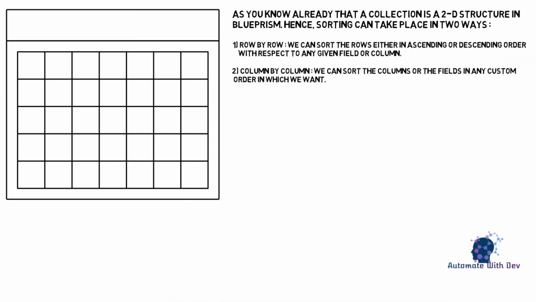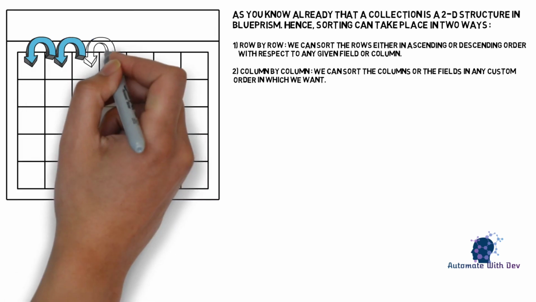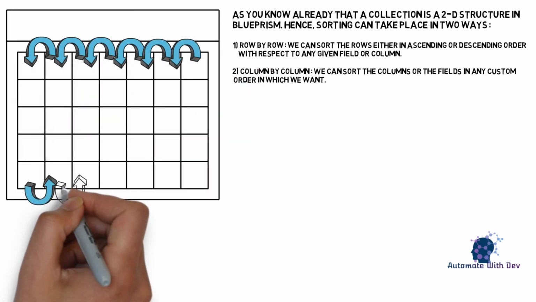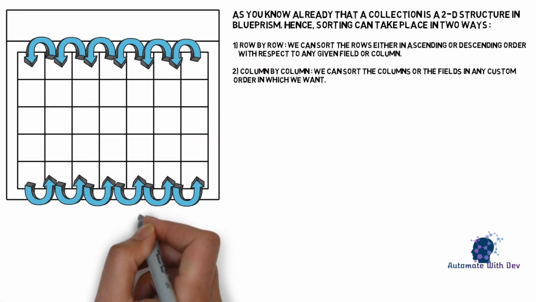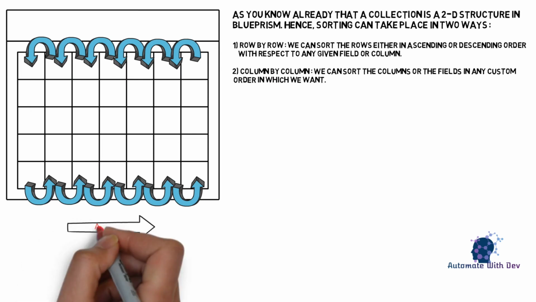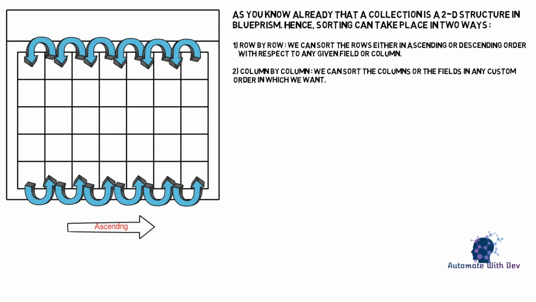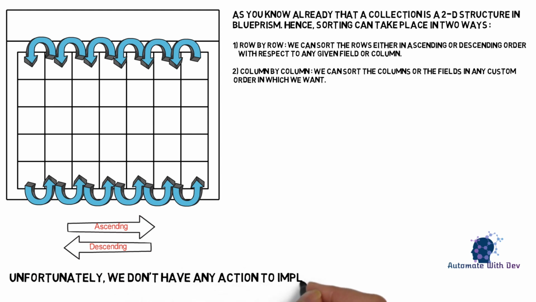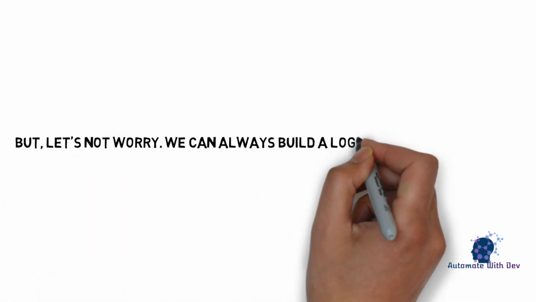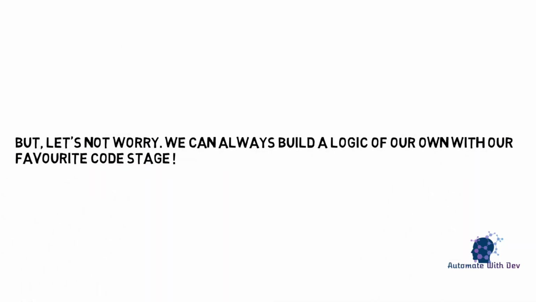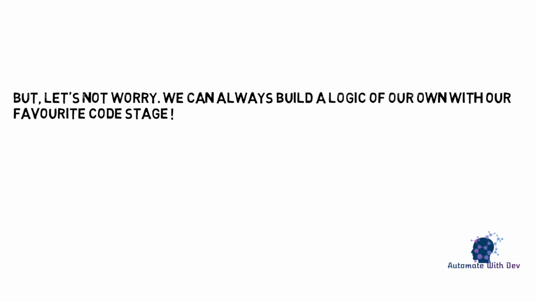The second kind of sorting is column by column sorting, where we can sort the columns or fields in any custom order that we want, as shown in the figure. Unfortunately, we don't have any action to implement such a use case in Blue Prism. Well, let's not worry, we can always build a logic of our own with our favorite code stage.